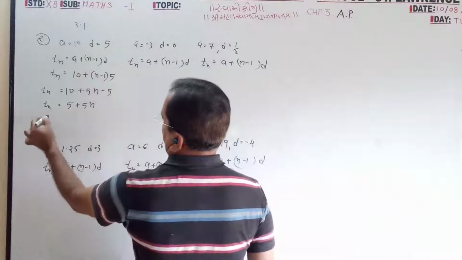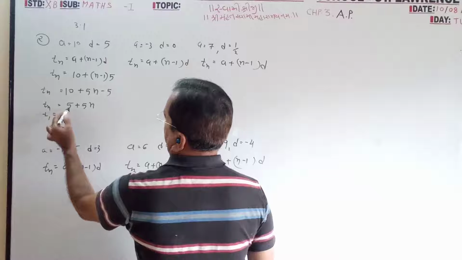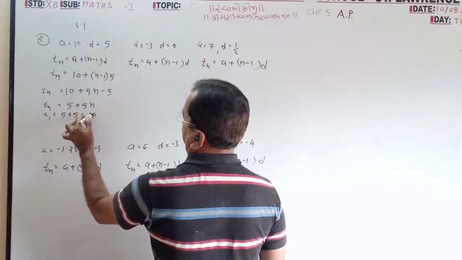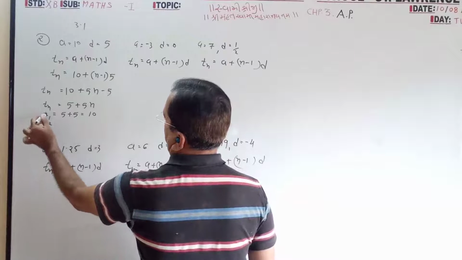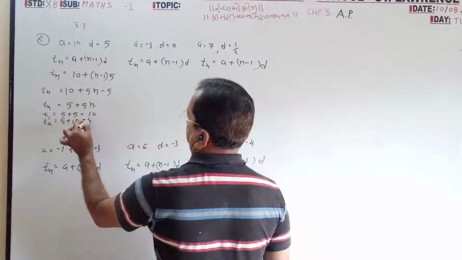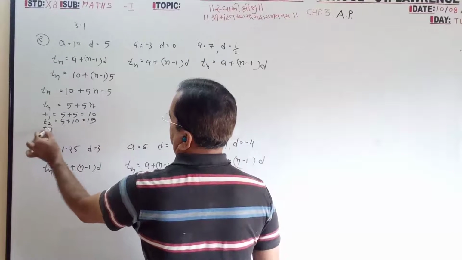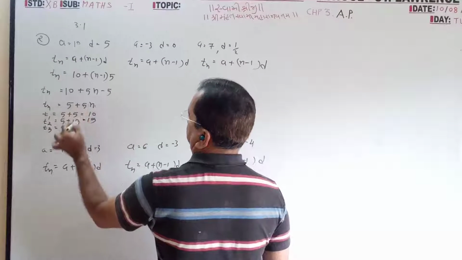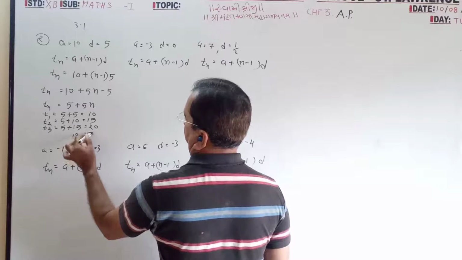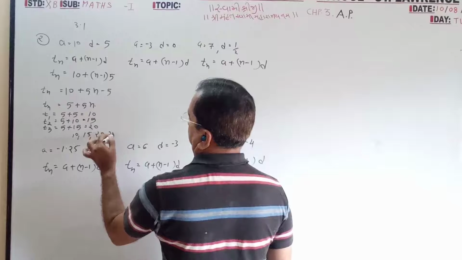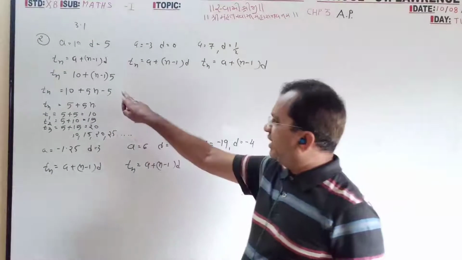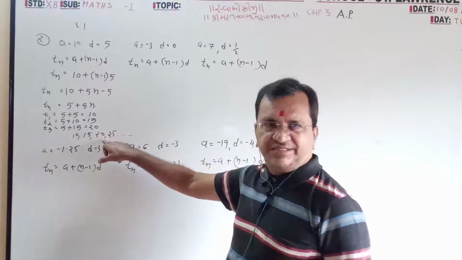So your T1, 5 plus 5, 5 ones are 5, it is 10. T2, 5 twos are 10. T3, 5 threes are 15. So it is 10, 15, 20, 25, and so on. So by formula it is this, and by series it is this.